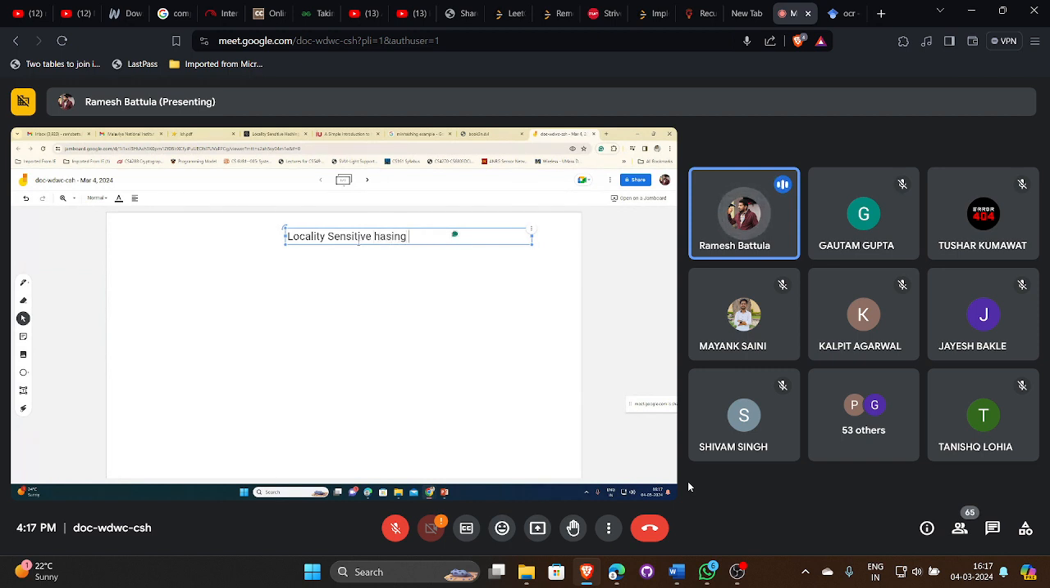Locality sensitive hashing is our main discussion, which I can simply call LSH. Suppose you have a document X. Generally in computer science, with the help of a hash function, we will find the hash of X.